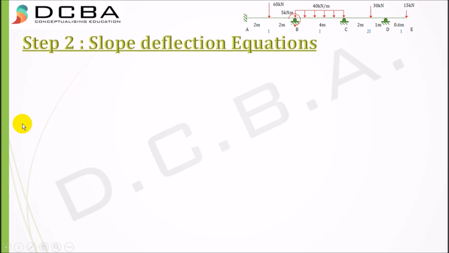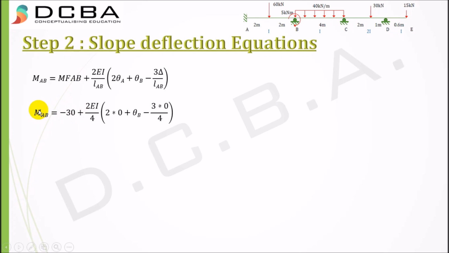Now step 2 is slope deflection equations. This is my beam that I have minimized here. So MAB is equal to MFAB plus 2EI by LAB into 2 theta A plus theta B minus 3 delta by LAB. So MFAB, which we found in the previous step, was minus 30. 2EI by LAB is 2 EI by 4.